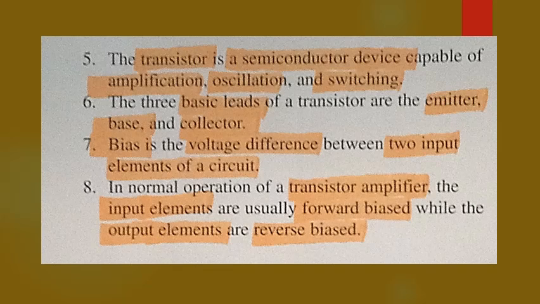6. The 3 basic leads of a transistor are the emitter, the base, and the collector. 7. Bias is the voltage difference between 2 input elements of a circuit. 8. In normal operation of a transistor amplifier, the input elements are usually forward biased, while the output elements are reverse biased.